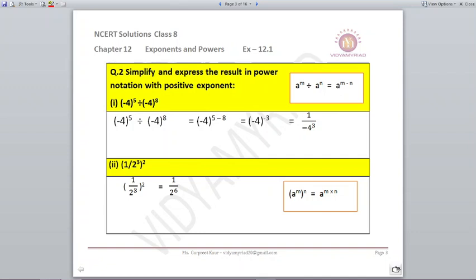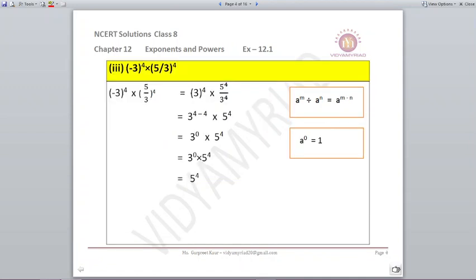Next, 1 by 2 raised to power 3, the whole raised to power 2. So it will become 1 upon 2 cube, it is already there. And what we do when we have the common brackets in them, we will multiply the powers. So it becomes 1 upon 2 raised to power 6.